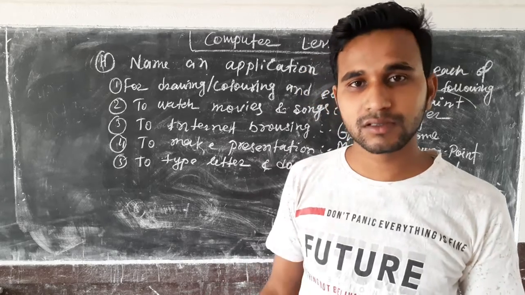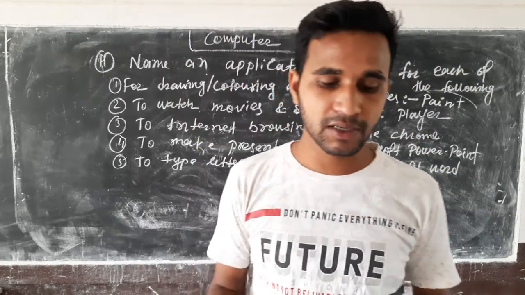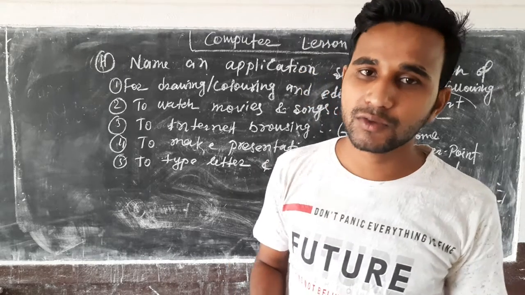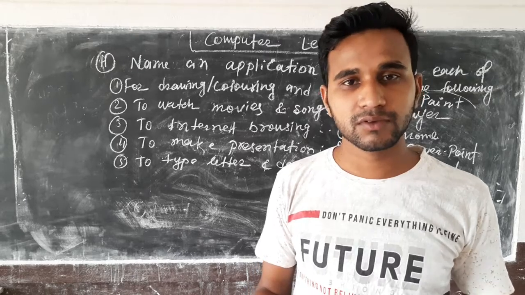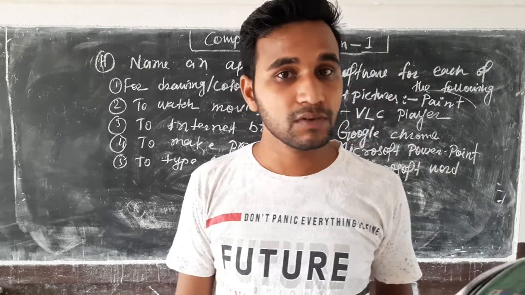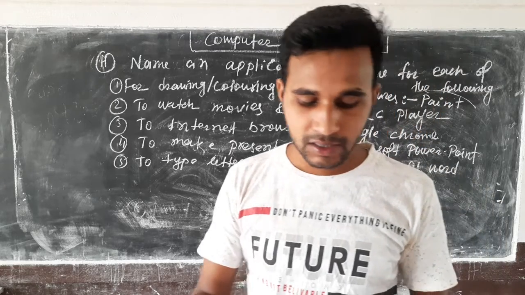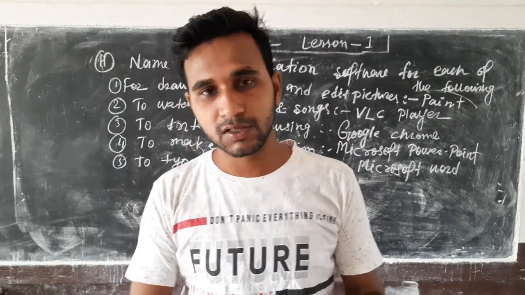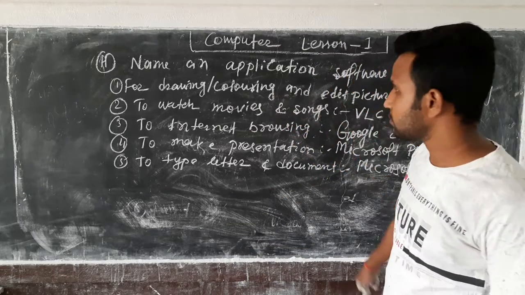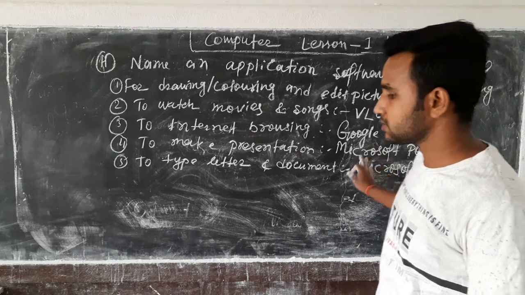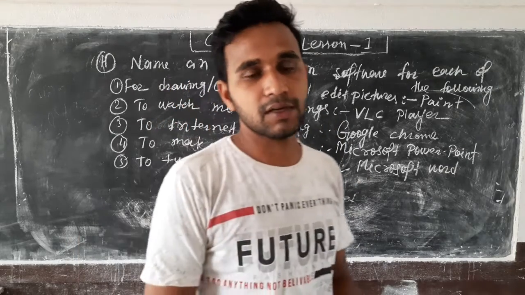Answer the following questions. This one is also completed. Full forms. This one is also completed. Match the following. This one is also completed. And label the parts of a computer for input equal to I, output equal to O, and processing equal to P. And next, name an application software for each of the following. So we can do this one. This is the last topic of your lesson 1.